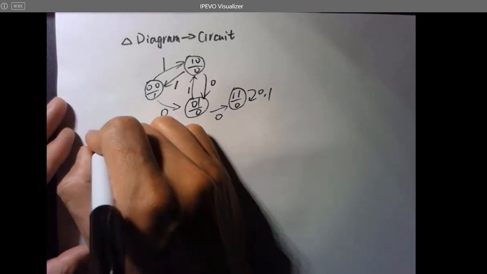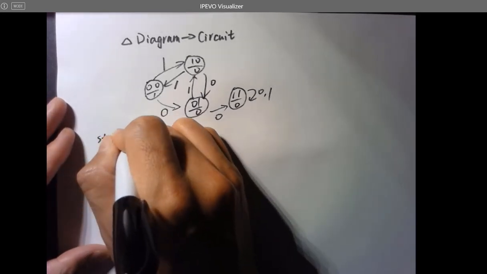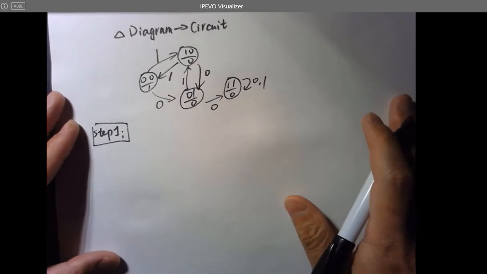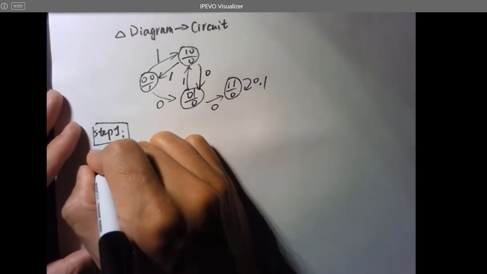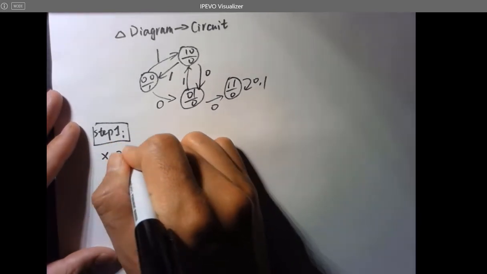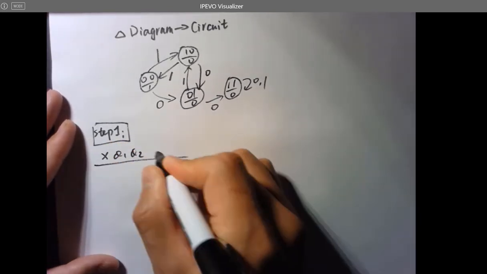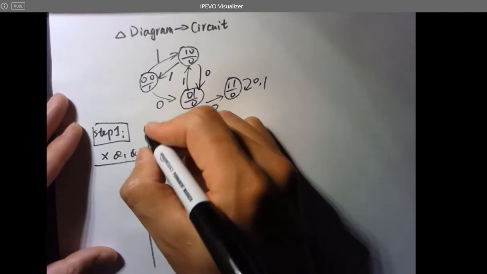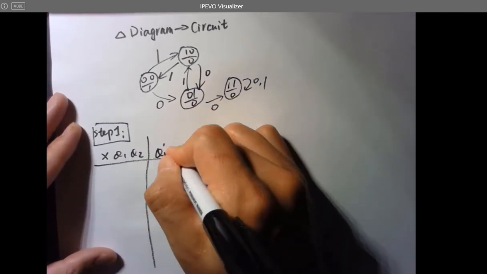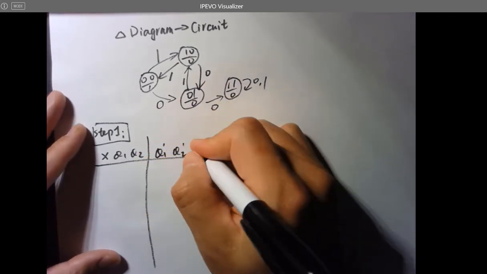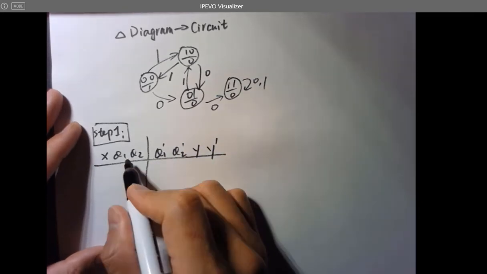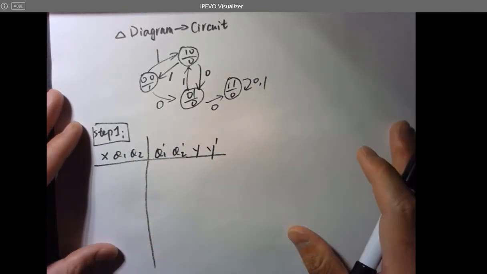So step one, convert it into a truth table. X, Q1, Q2. And what you have over here are Q1 prime, Q2 prime, Y, Y prime. So these are the next states: Q1 prime, Q2 prime, and Y prime.